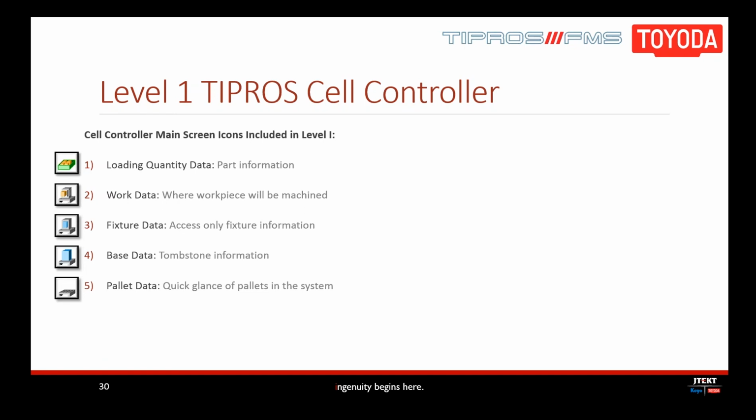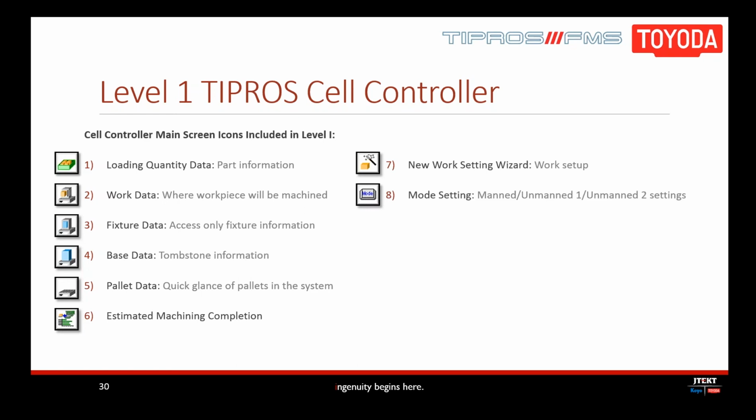Pallet data, quick reference of what is mounted on that particular pallet. Estimated machine completion gives us an estimated time when our schedule is going to be completed. New work wizard is a way to try to step you through setting up a new job. Mode settings, this is how we switch from manned to unmanned mode.